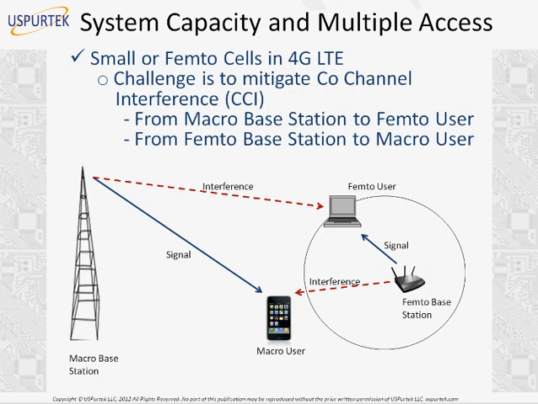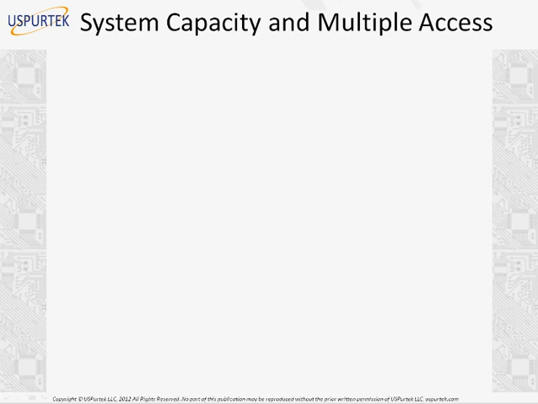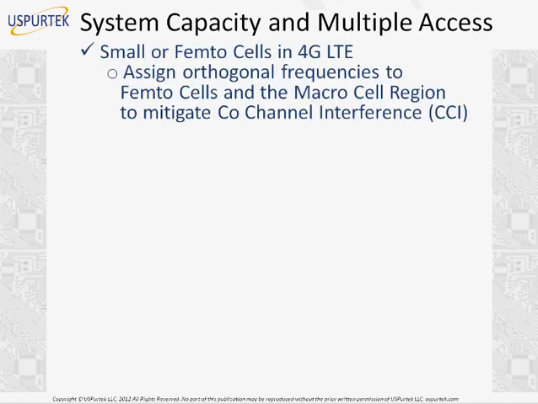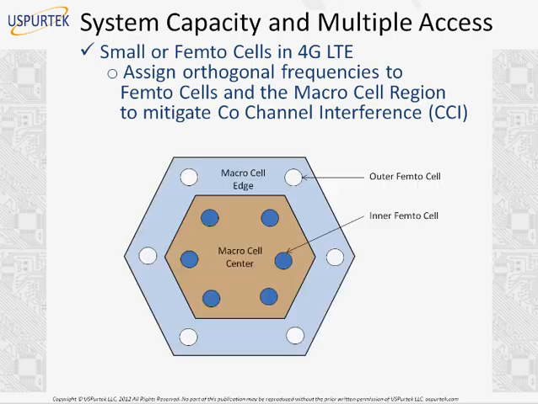Now there's a macro user, which is a smartphone, which is moving around between the urban area and the suburban area and the countryside. Now this user also could receive an interference signal. You are receiving two signals, one from the cell tower and one from the femto base station, if they are at the same frequency. So this is the co-channel interference that might manifest if we have an overlay network of a macro cell and small cells or femto cells.